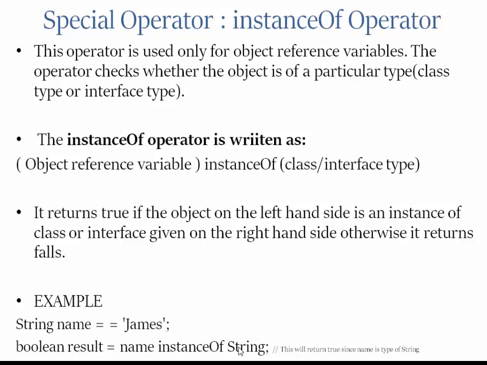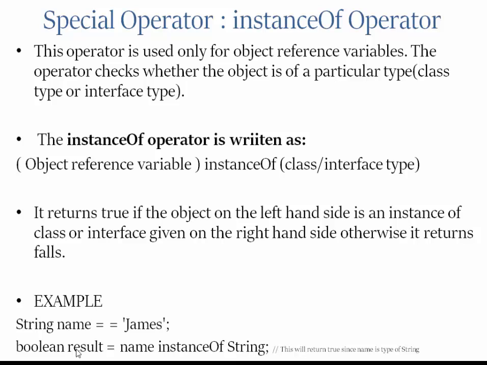So this whole statement works as I explained above. Okay. So this is a left hand operand and this is a right hand operand. So this checks whether this particular object reference variable belongs to the class or not. So if this object belongs to the class String, in this case the instanceof operator returns the value true. If it does not belong to the class, in this case it will return the value false.